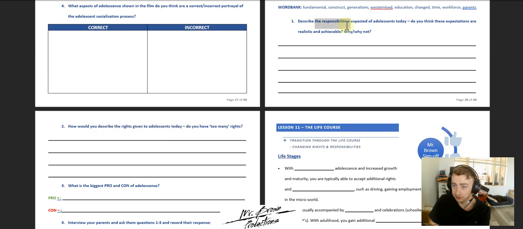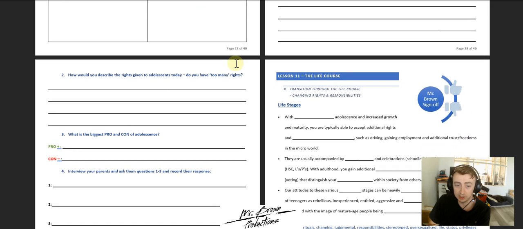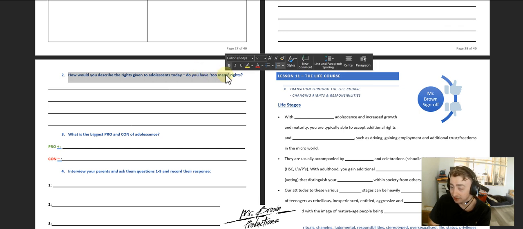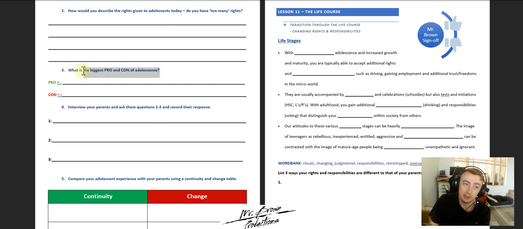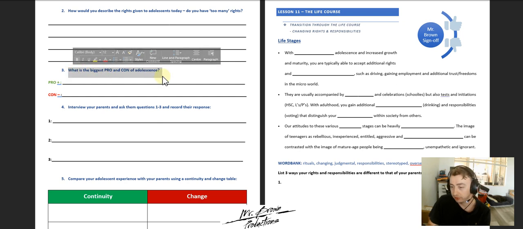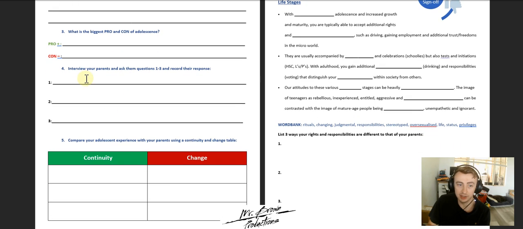So you're asking them to describe rights and responsibilities for adolescents today, and if they think they're realistic and achievable. I want you to ask your parents, would you describe the rights given to adolescents today as too much? And then I also want you to ask your parents what the biggest pro and con of adolescence is in their opinion, and write their answers here. You can ask one parent if you want, you can ask both, you can ask someone else if you prefer, whatever. But write their answers down here, and interview them. It'll be a good dinner table conversation.